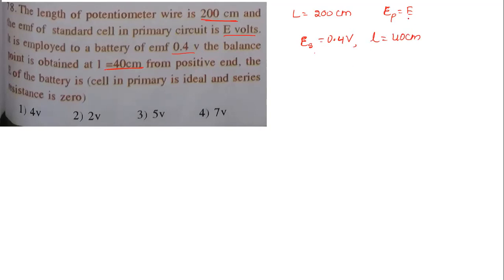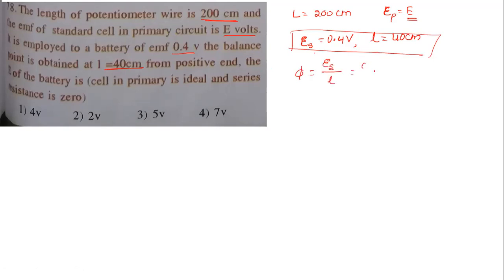The E of the battery is how much? We need to find out this E. That's the question. In the question they ask it. So we need to go a little bit reverse right now here. They are not given, we need to find out. Let's say potential gradient using this portion. What is the formula for potential gradient now? E secondary divided by length.